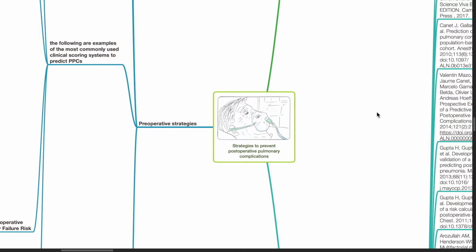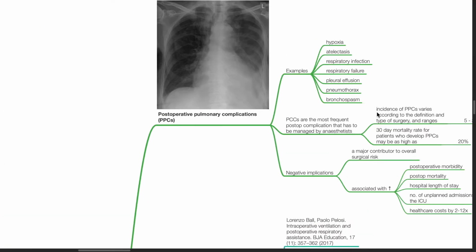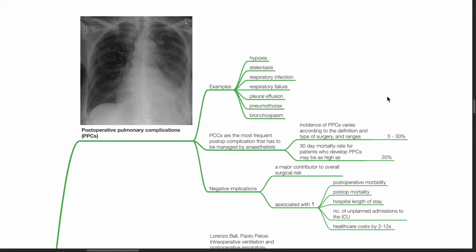Today we'll be discussing strategies to prevent postoperative pulmonary complications, part 1. Postoperative pulmonary complications, or PPCs, include hypoxia, atelectasis, respiratory infection, respiratory failure, pleural effusion, pneumothorax, and bronchospasm.